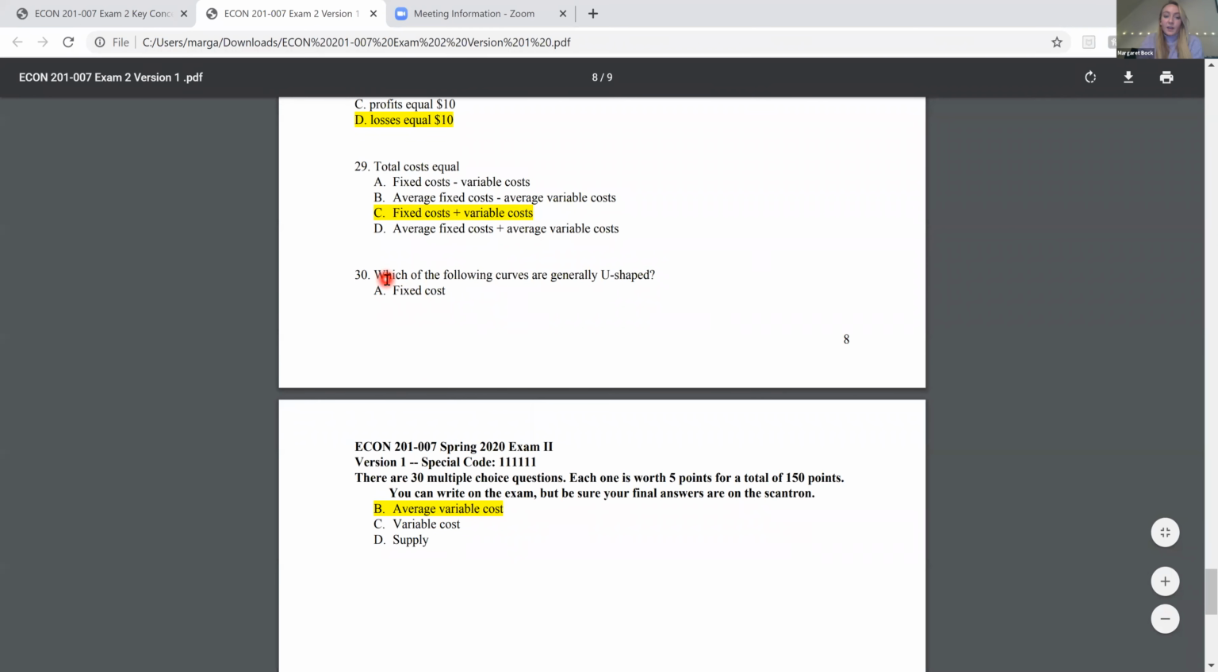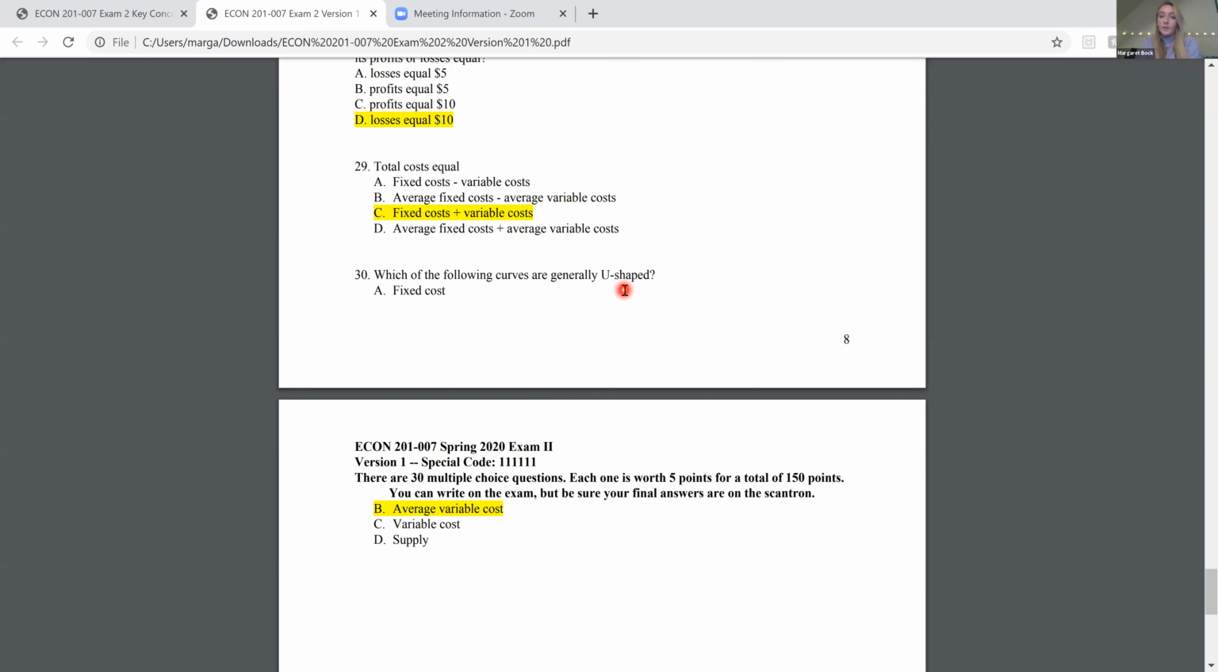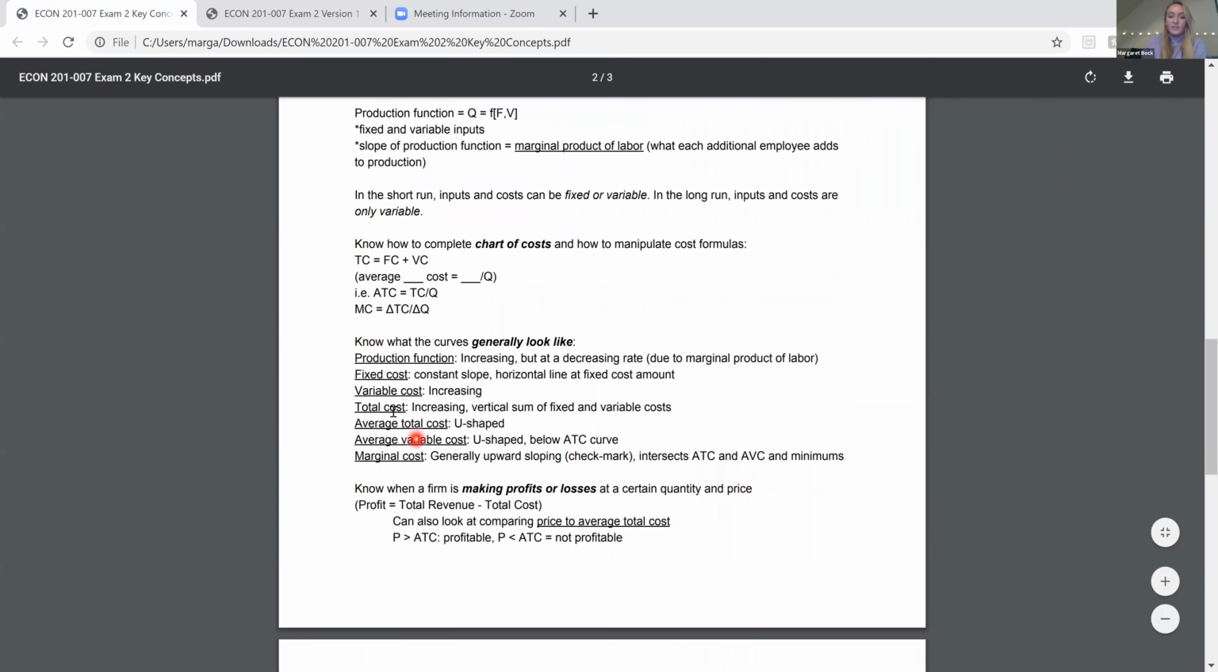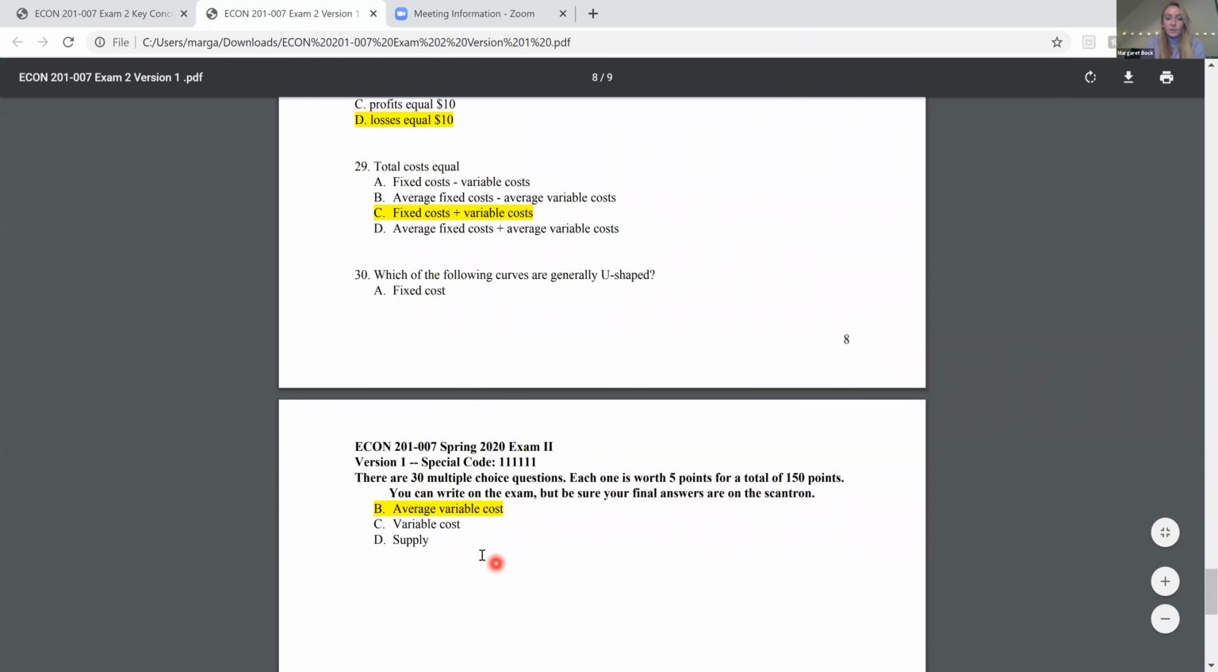And then 30 asks you which of the following curves generally has a U shape attached to it. So at the very end of this chapter, in the lecture notes, I went through all the different shapes that these curves have, and I also summarized it here. So you can see that the average total cost and the average variable cost are the ones that are U-shaped. So that's why the correct answer here is average variable cost.